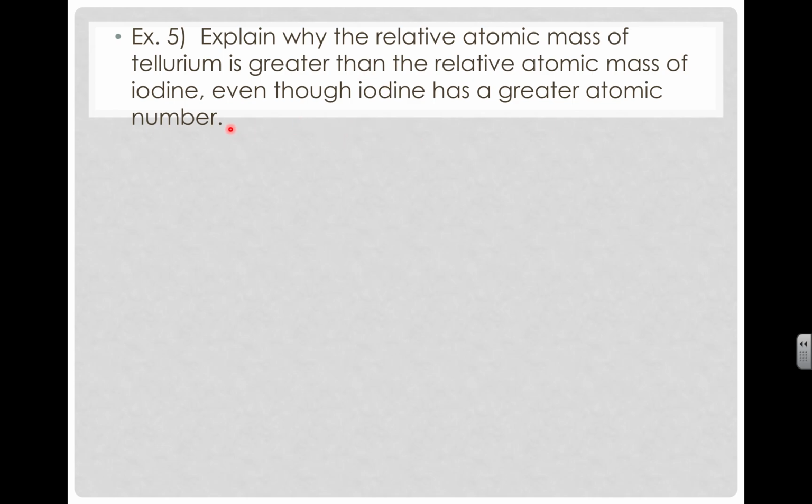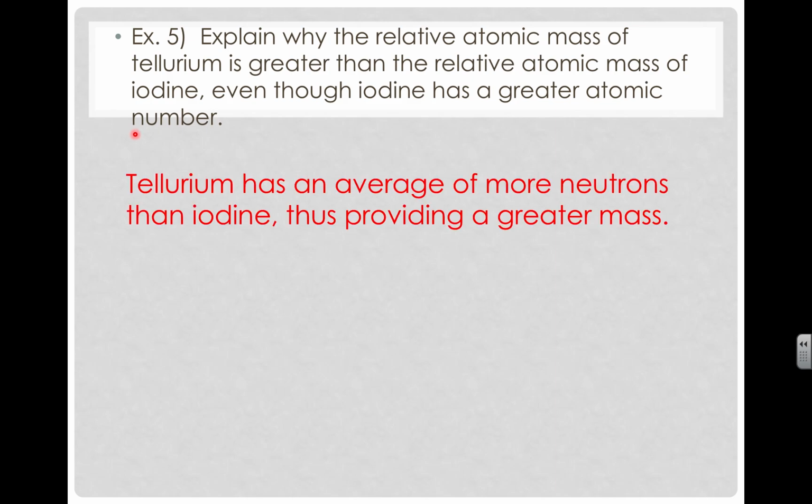So, example number 5. Explain why the relative atomic mass of tellurium is greater than the relative atomic mass of iodine, even though iodine has a greater atomic number. Well, tellurium has an average of more neutrons than iodine, thus providing a greater mass. Okay. So, yeah, tellurium has more neutrons than iodine.